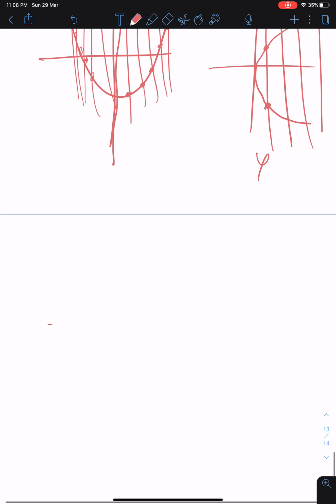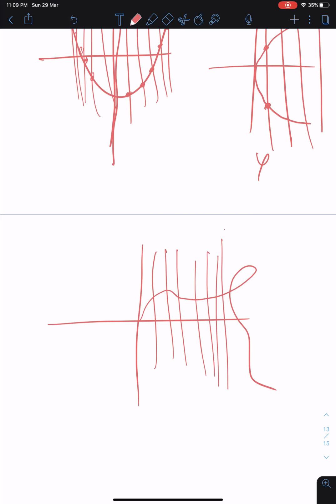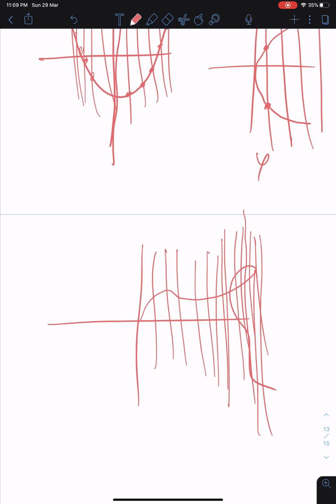Let's take one more example. Let's say my graph of the function is of this kind. What will happen here? You draw a vertical line: one intersection point, one intersection point, one intersection point, but in these places you are getting two intersection points, or somewhere you are getting three intersection points, then you are supposed to say that this is not the graph of a function.